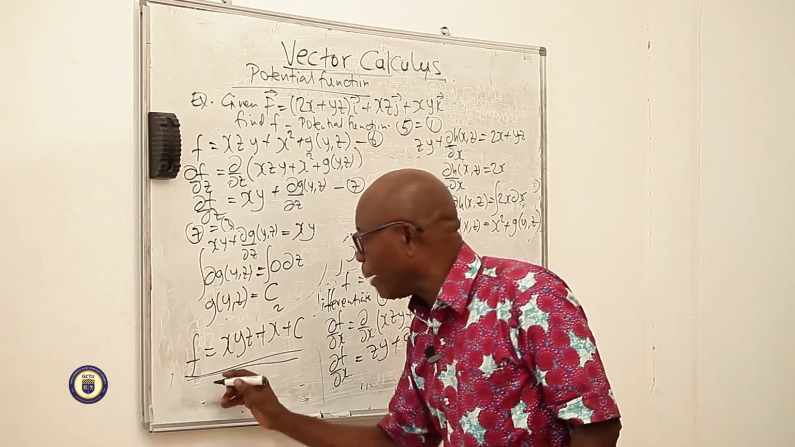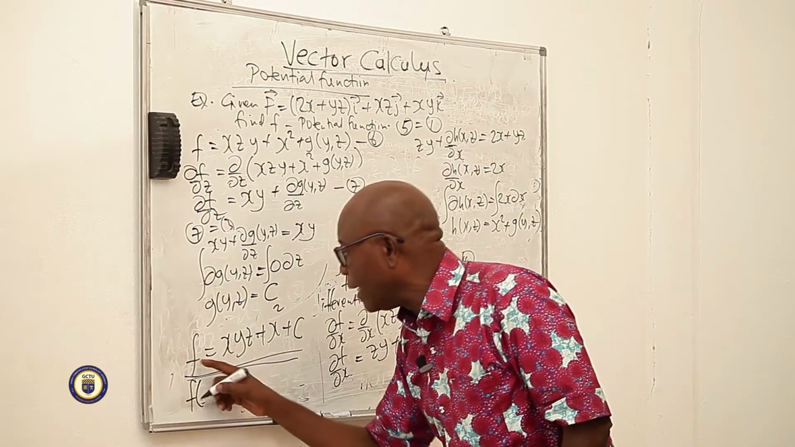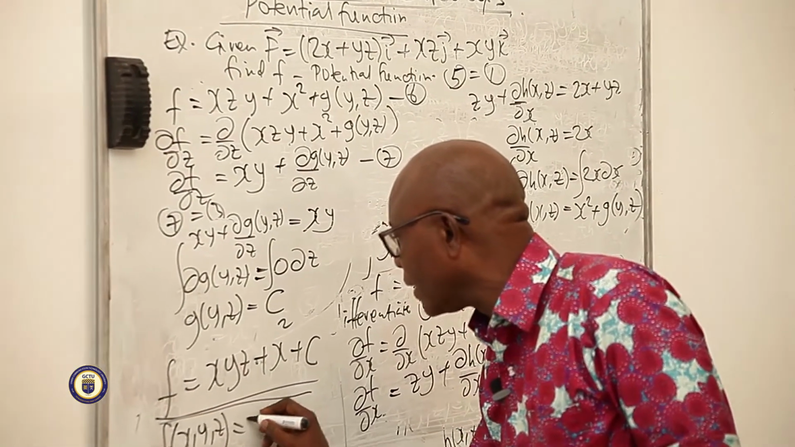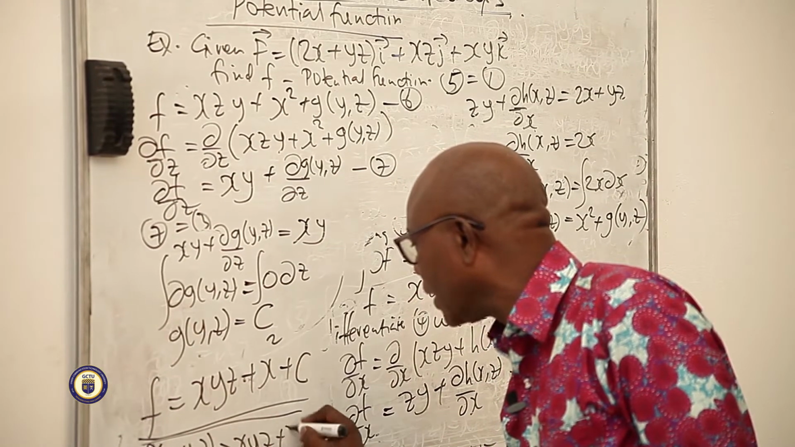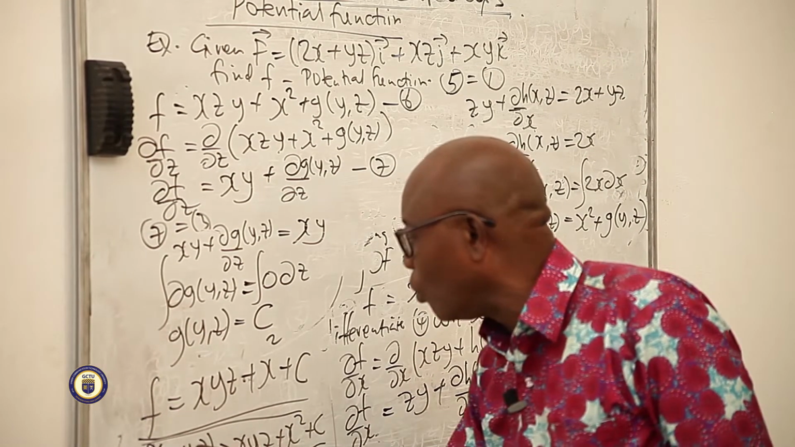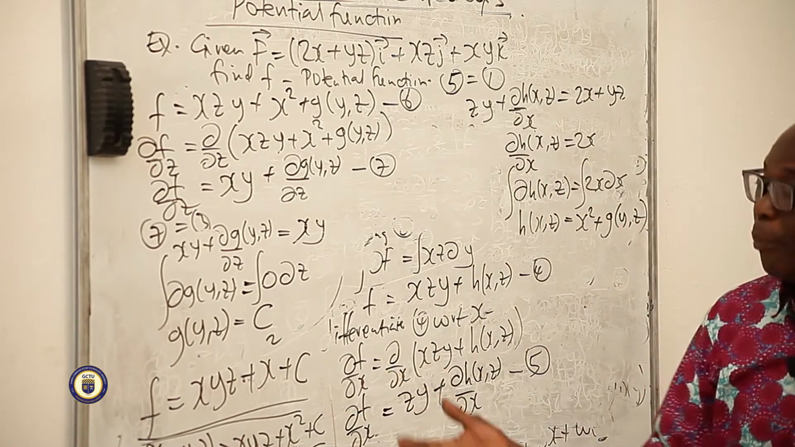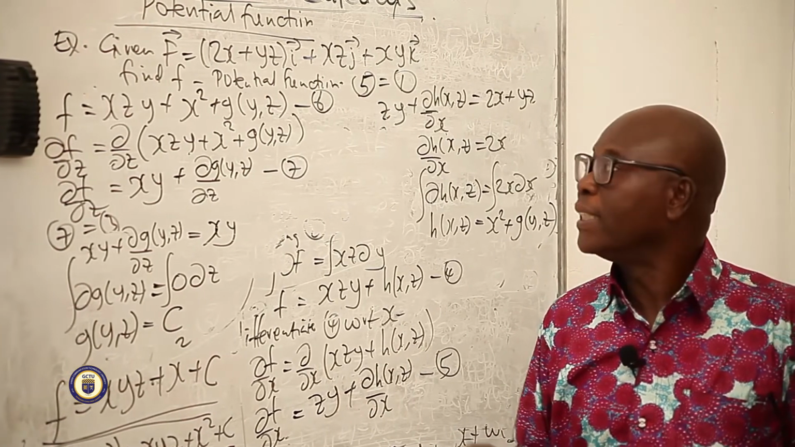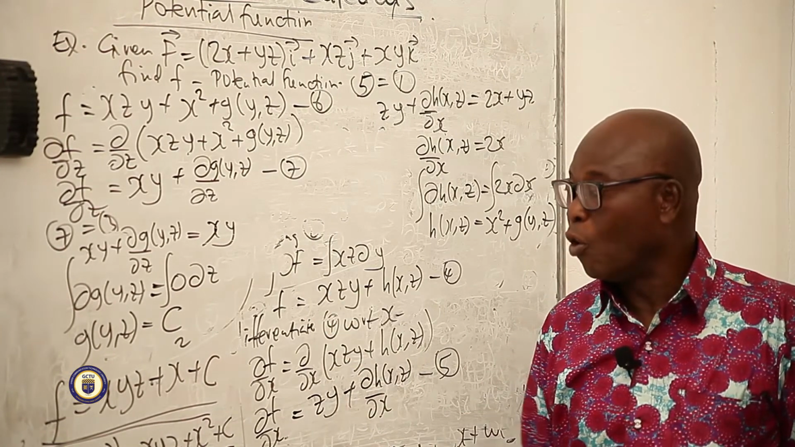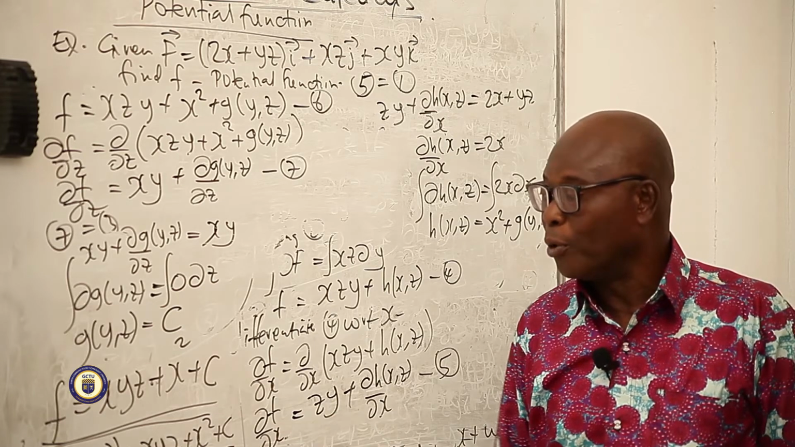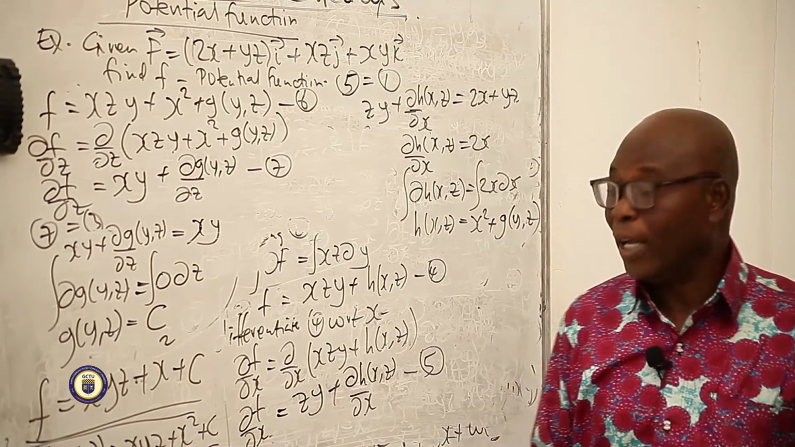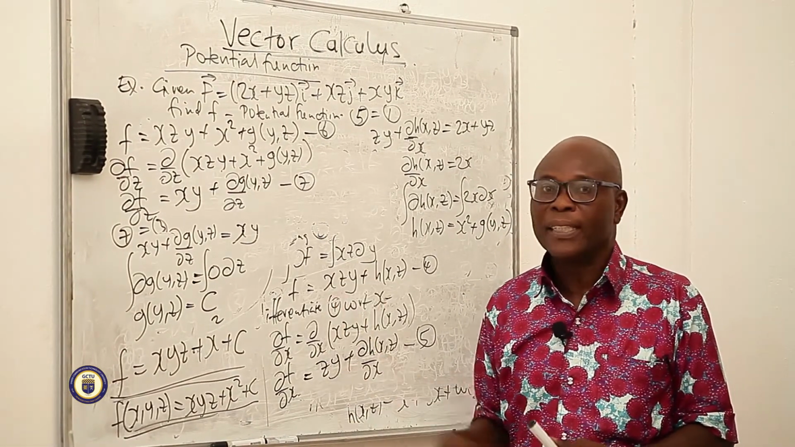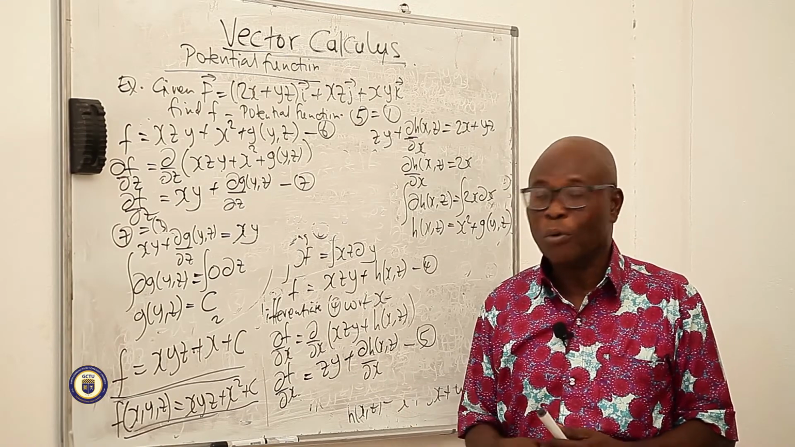And so to wrap up, we have the potential function f of x, y, z giving us xyz plus x squared plus c. And so that gives us the potential function of a given conservative function in 3 dimensions. I hope you followed the example, and as we work more examples, particularly in 3-dimensional space, you'll be able to understand it better.